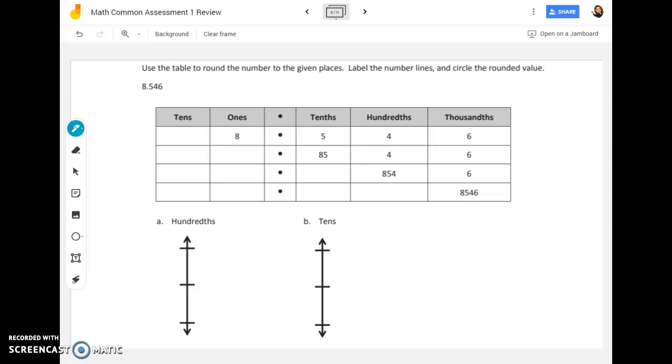Guys, here we are on part 3 of our Math Common Assessment review. Hopefully this is the last one.